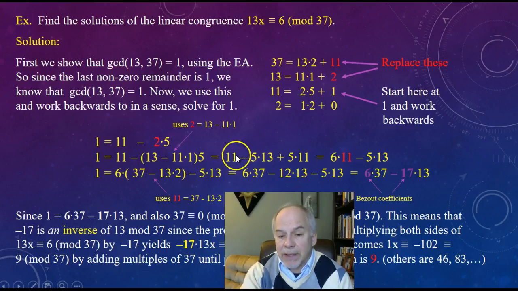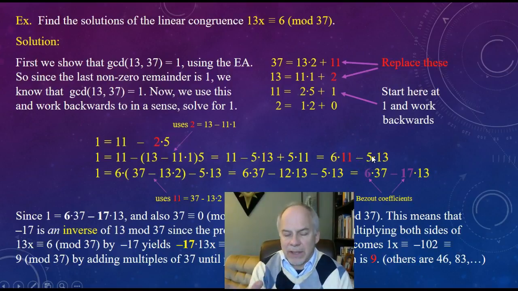But we're not done, because the 11s I could combine. I've got 1 11 here and 5 11s here, so that's 6 11s and minus the 5 times the 13. So we've got everything in terms of 11s and 13s.